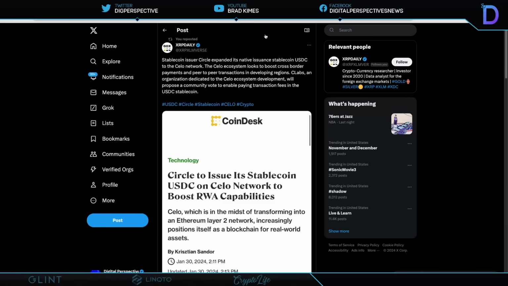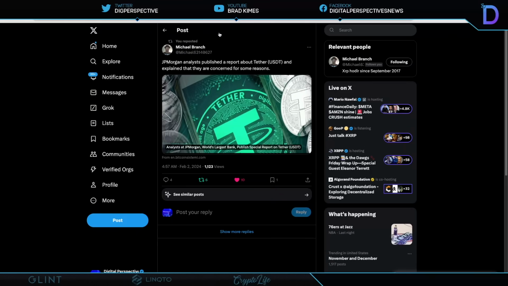Meanwhile, stablecoin issuer Circle expands its native issuance of stablecoin USDC to the Celo network. Celo Ecosystems looks to boost cross-border payments and peer-to-peer transactions in developing regions. cLabs, an organization dedicated to the Celo ecosystem development, will propose a community vote to enable paying transaction fees in the USDC stablecoin. More interoperability, more expansion. There won't be one to rule them all, right?